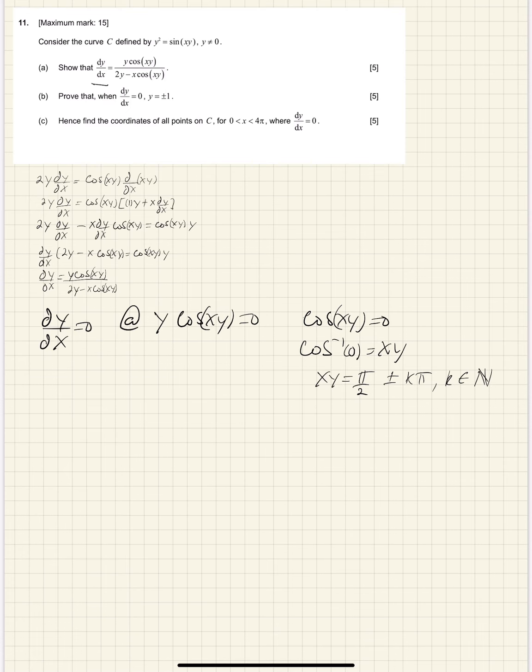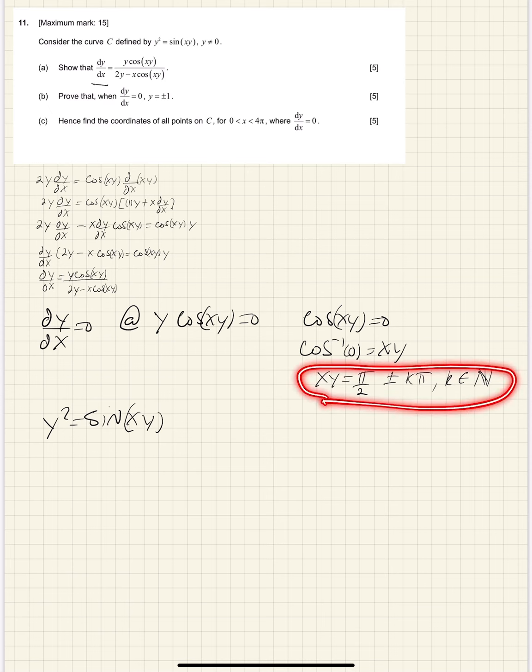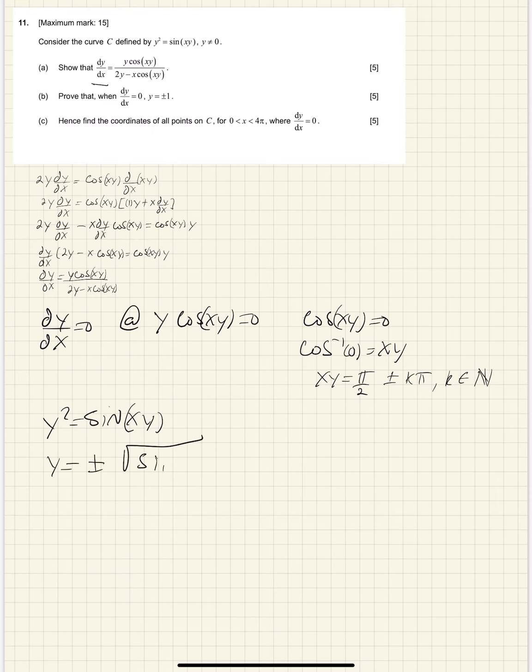So now what else can we look at? Let's look at what we're told right here. y squared is going to be sine. And this is not an obvious part. This is an HL problem towards the end. But here, if you go back to your original function, you're told that y squared is equal to sine of xy. Now check this out. We just showed that xy is equal to pi over 2 plus or minus. So therefore, y is equal to plus or minus the square root of sine of xy.